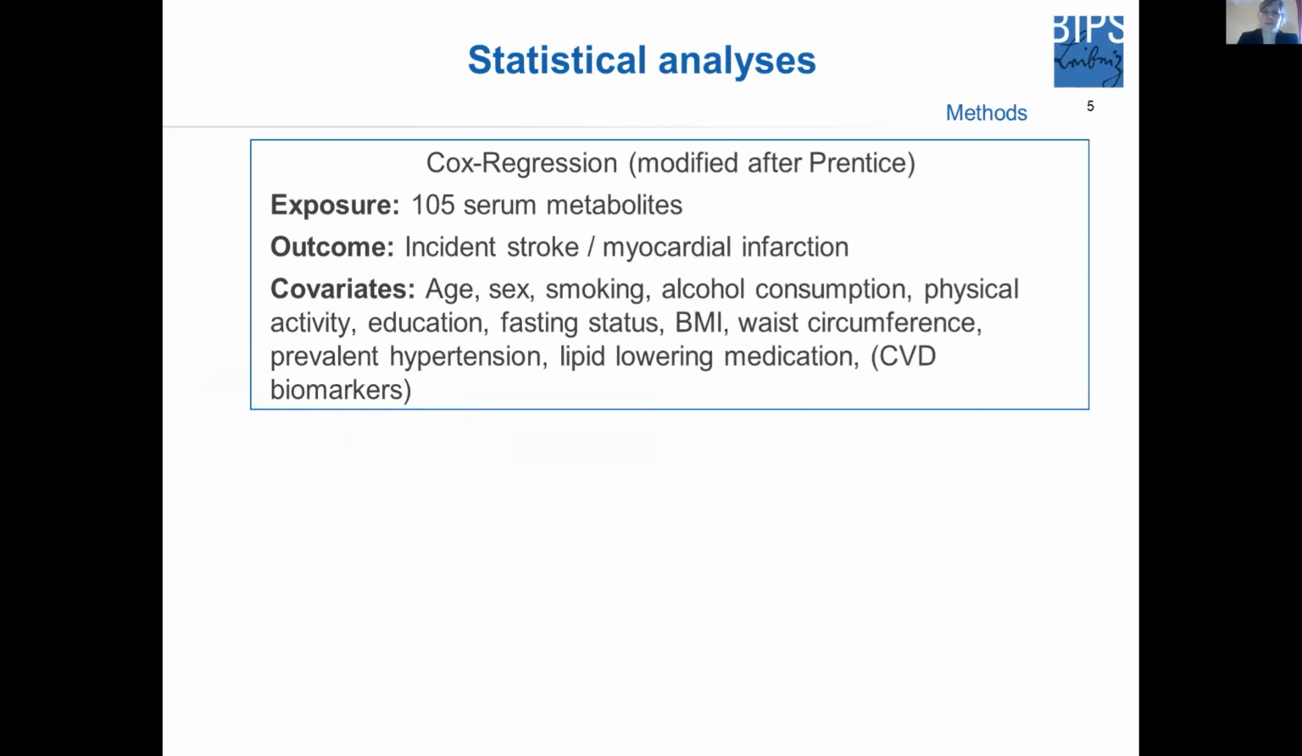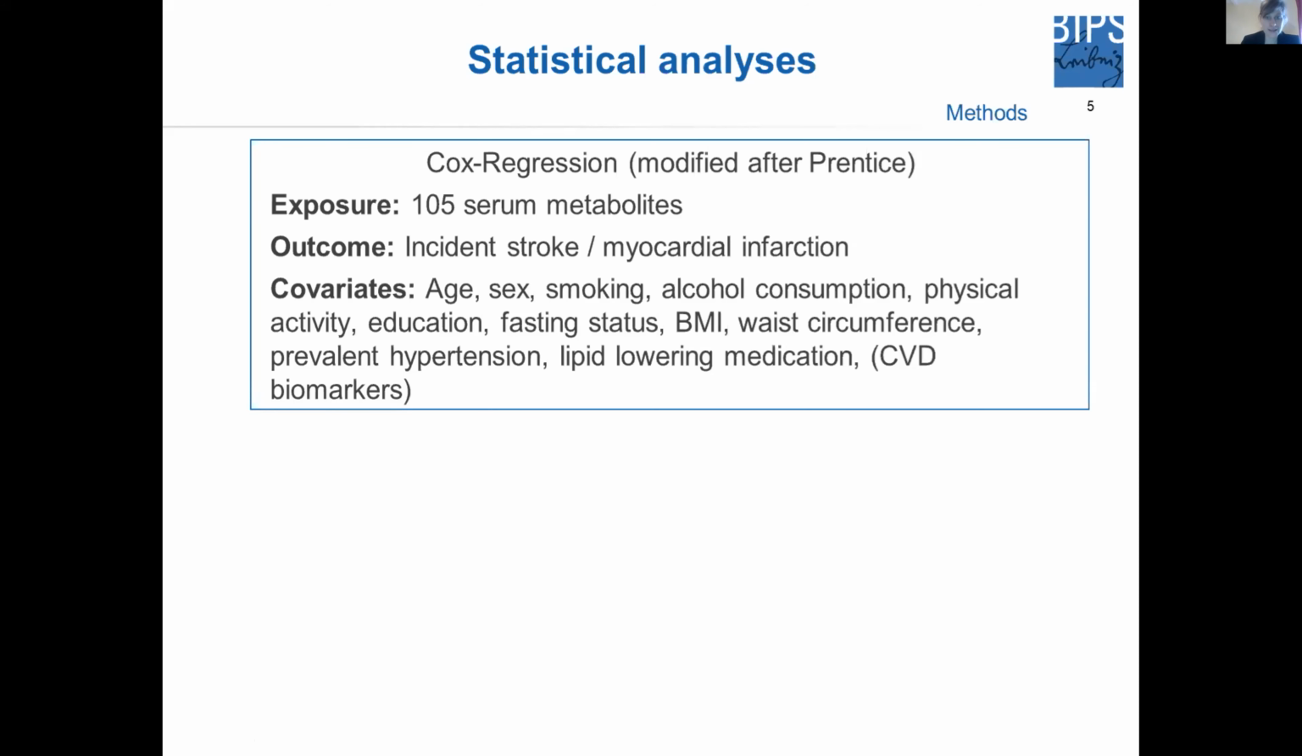Modified after apprentice because this is a case cohort design. Our exposures were 105 metabolites, and we had 2 outcomes, stroke and myocardial infarctions. We ran 2 separate analyses. And then we had to pick a model. So we included the classical CVD risk factors: age, sex, smoking, alcohol, and so on. We also ran some additional models where we adjusted also for some classical CVD biomarkers.